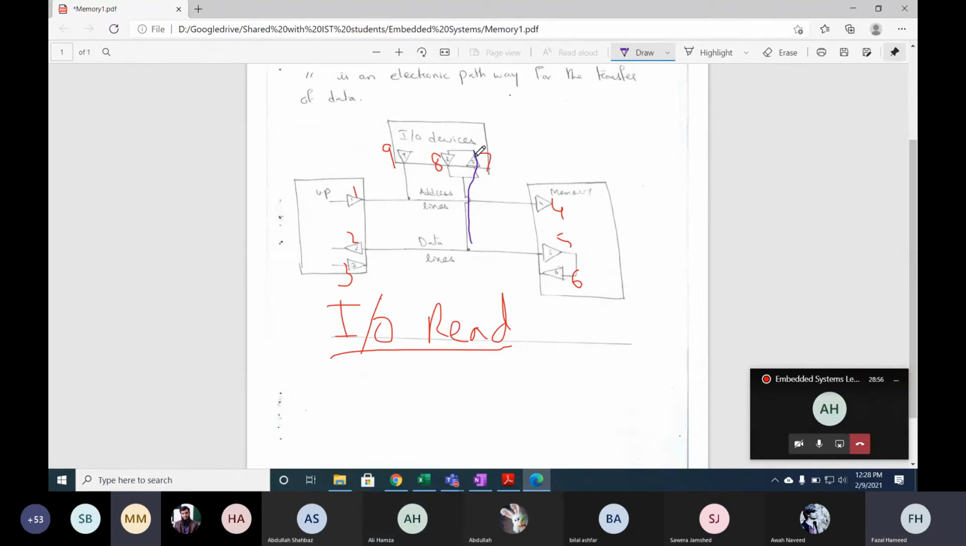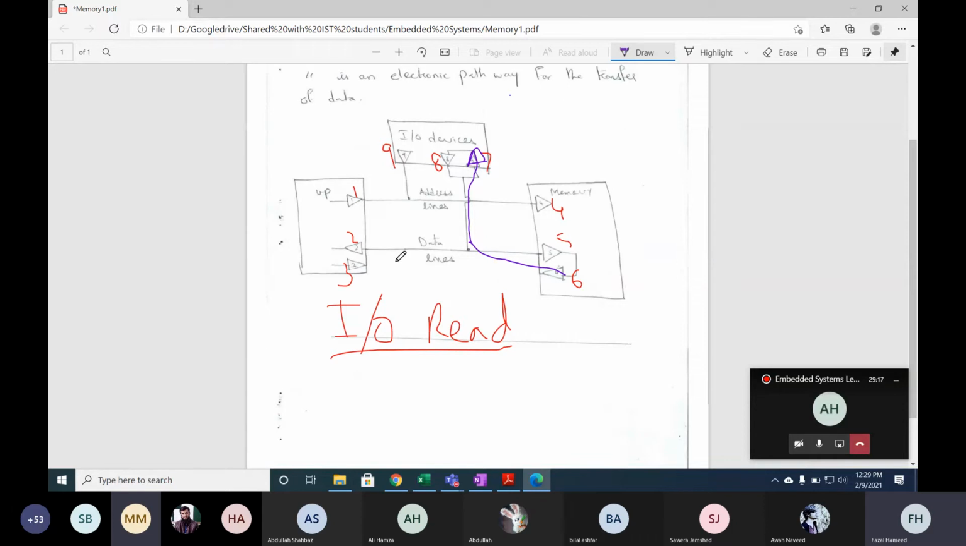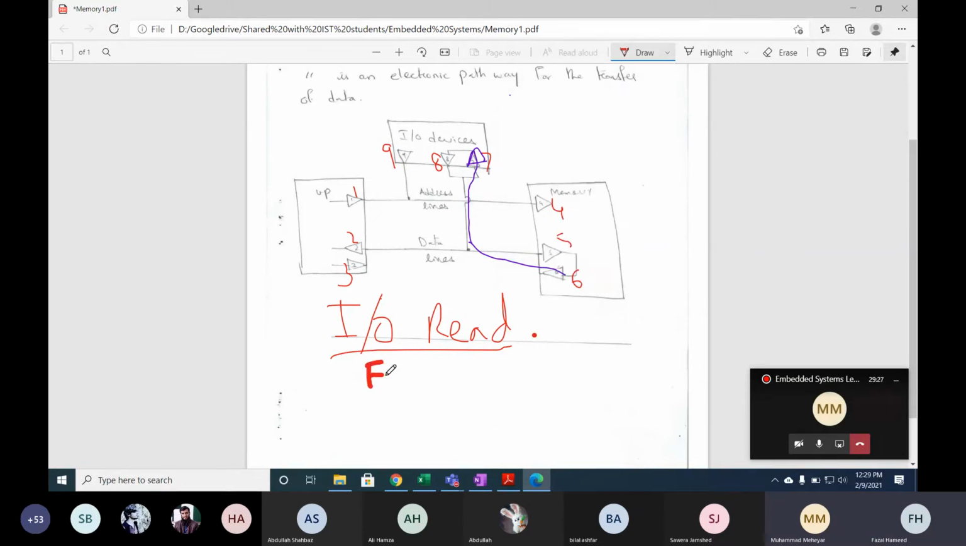The direction here will be like this. And I want to read. Which other tri-state buffer will be enabled? Sir, 8. 6. Yes, 6. 6 will be enabled. So the direction will be from the memory to the IO. So if we want to perform an IO read operation, the direction of the data will be from memory to IO.